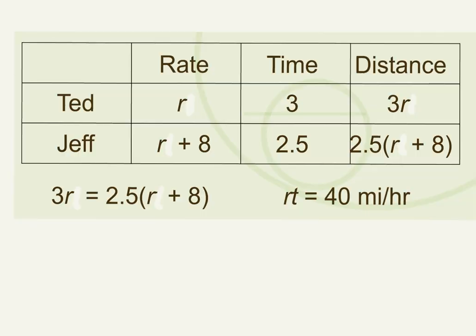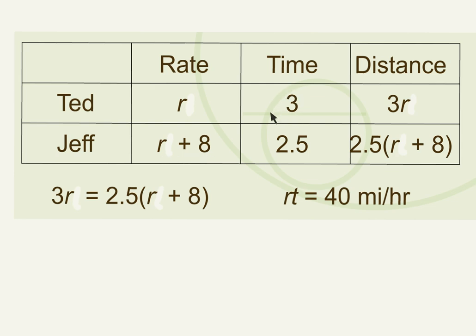And so I always recommend setting up the chart. You have rate, time, and distance here. We do not know the rate of either of them, and so you have to pick one. We know that we can just put a variable when we don't know. So we're going to put a variable R for Ted. We also know that Jeff drove 8 miles an hour faster, so we're going to put R plus 8 there.